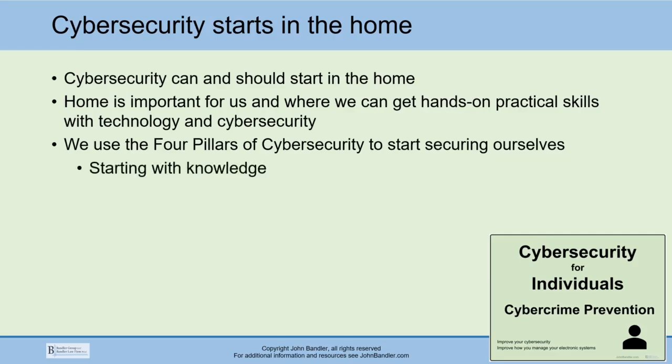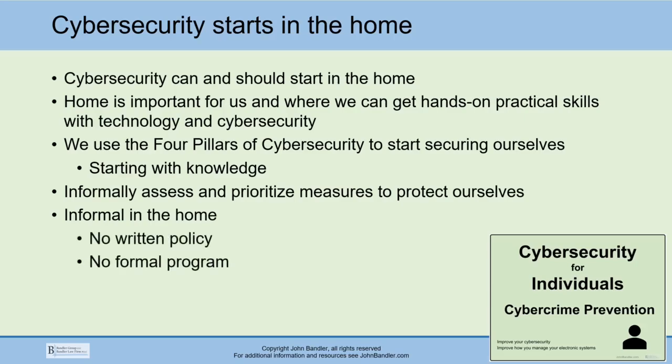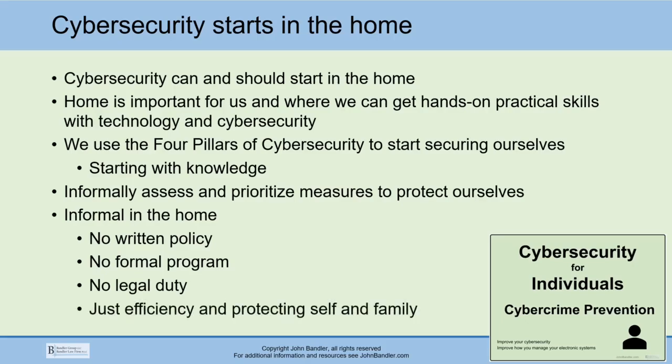We start with knowledge, and we informally assess and prioritize the measures we might use and how we'll use them to protect ourselves. This is informal in the home. In the home, we're not going to have a written policy. We're not going to have a formal cybersecurity program, and we probably don't have a legal duty of compliance. This is just about protecting ourselves and our family and doing it efficiently.